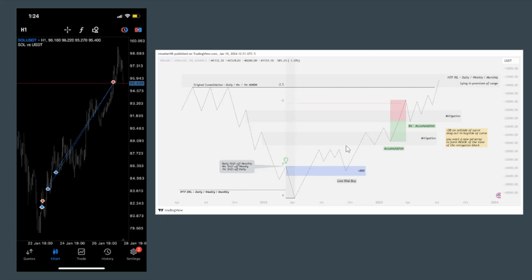And as price moves on and we continue, we have mitigation blocks that support price, and you see PD arrays form inside of it. And then we have reaccumulation continuing with mitigation blocks as well, drawing into this higher time frame internal range liquidity pool on the daily chart that was lying in premium of that swing.